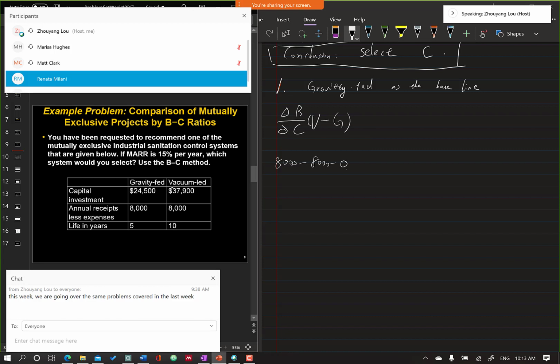For this, do you have a question? So if we do the vacuum lab, that doesn't require another investment, since it has a 10-year life. But for the gravity lab, we have to invest again. So we save some money by not doing the gravity lab again after 5 years. So this value, the 24,500, can be regarded as the benefit of doing the vacuum lab.